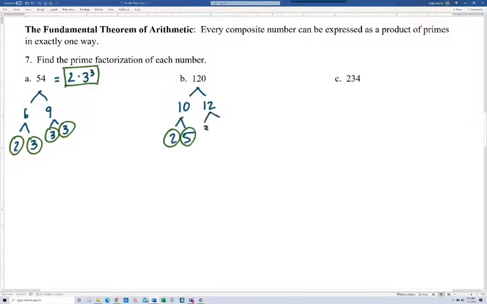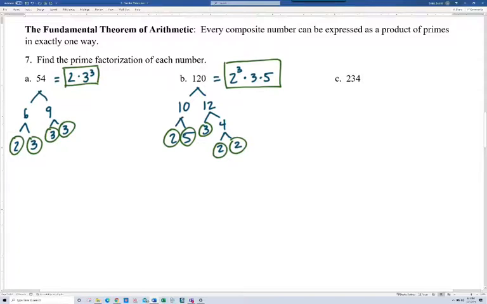12 we can write as 3 times 4, and the 3 is prime, but the 4 is not. And we can break that down into 2 times 2. And so finally we can write 120 as 2 cubed times 3 times 5. Notice we try to write the prime numbers in order, and we also use exponents. All right, so you may want to try C and then watch the video.